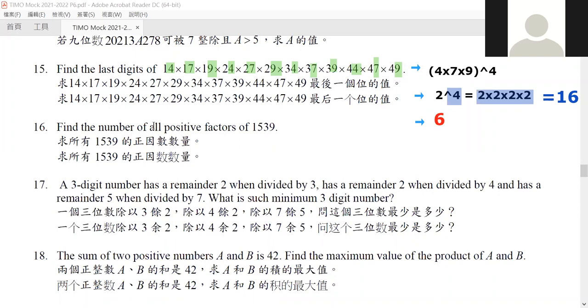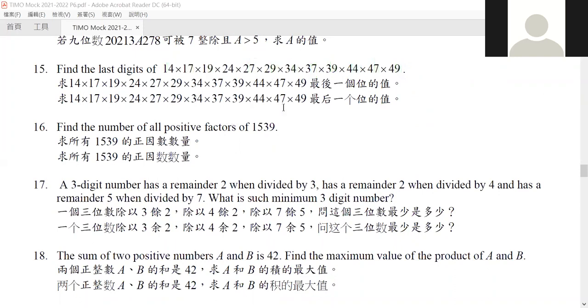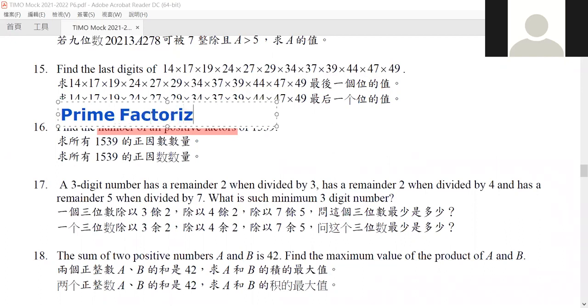Okay, so now let's go to our question 16. Find the number of all positive factors of 1539. Now, whenever we see a question which is about the number of factors or the sum of factors, the first step we want to do is just prime factorize the number. What do you mean by prime factorize? Prime factorization. In other words, we want to write our target number as a multiplication of a series of primes.